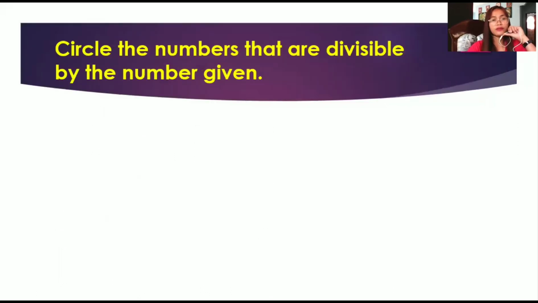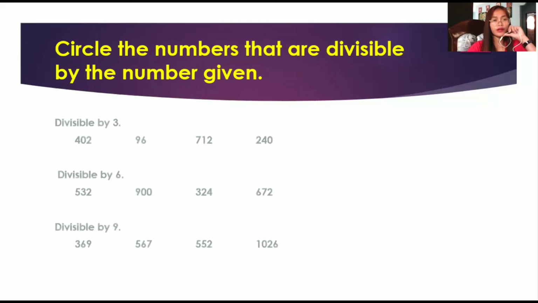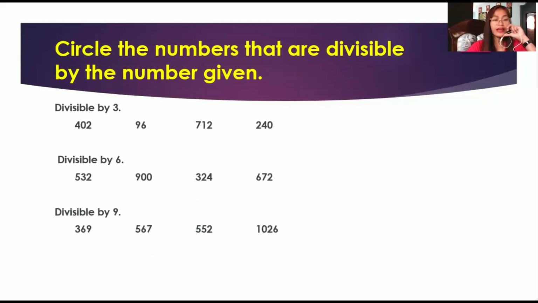Circle the numbers that are divisible by the given number. Let's start with divisible by 3. What numbers are divisible by 3? We have 402. Next, 96. Okay, next is 242. These are the numbers divisible by 3, class, because if we add their digits, the sum can be divided by 3.